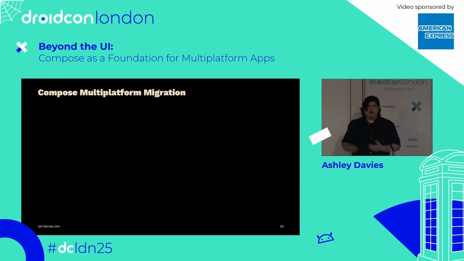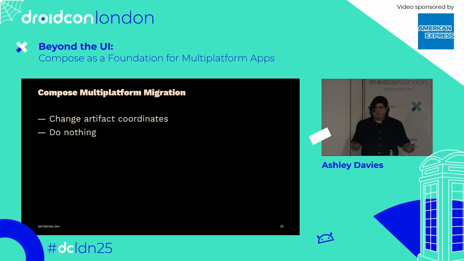If you are interested in working with multi-platform and maybe you only have an Android project, well, great news. You've waited long enough that you don't really have to do much. You just change your artifact coordinates, do nothing, profit. Of course, in reality, it's a little bit more complicated. There are some gotchas and edge cases here and there, and if you are, for some reason, targeting WASM, then you're going to have a headache. But it will work.